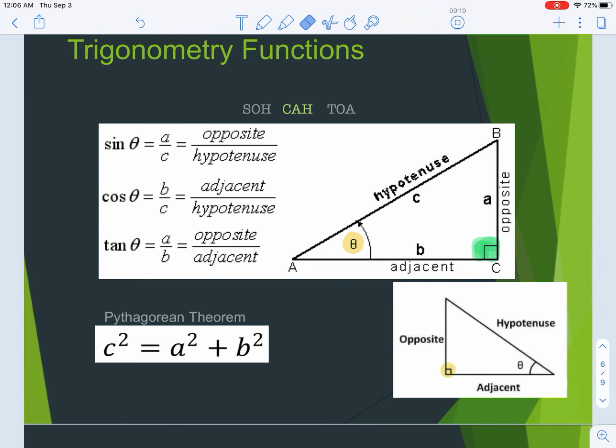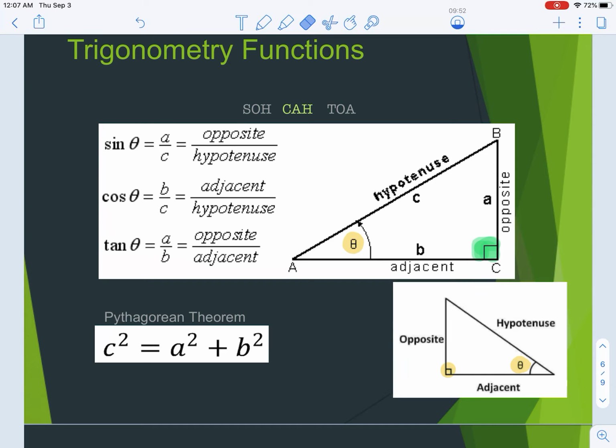Just to reiterate that we have to assign our opposites and adjacents according to my known angle. So in this case, here is my opposite side. And then here is my adjacent side because it is adjacent to that known angle. So make sure you understand how to identify opposites and adjacents. Once again, hypotenuse is always the long side and it's opposite or across from that right angle.